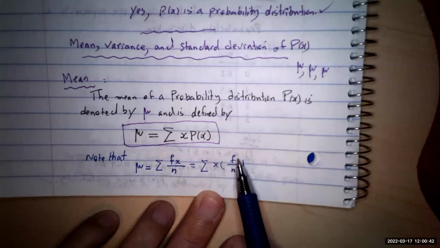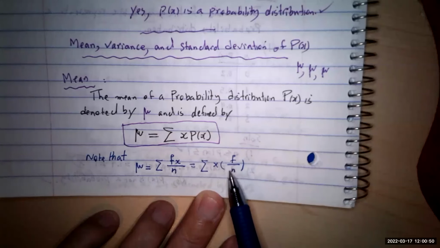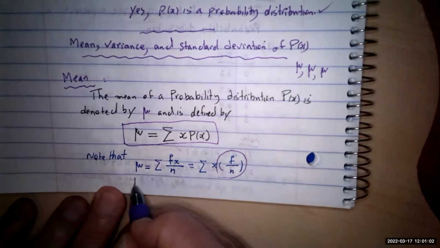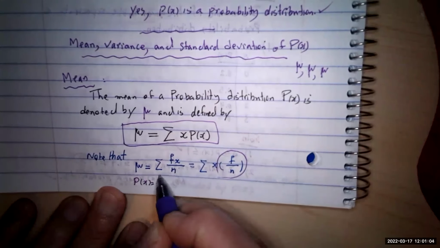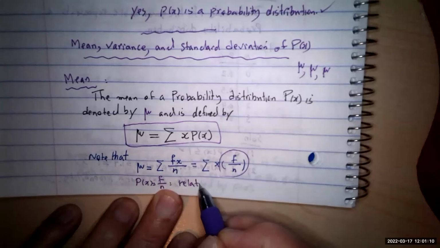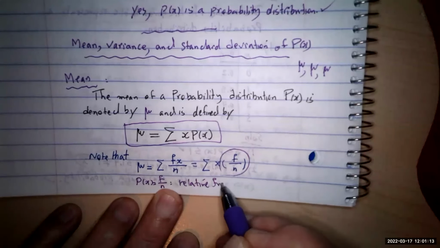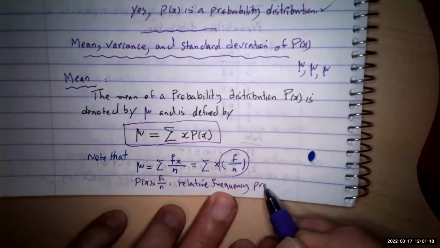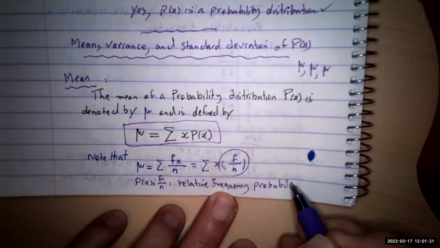And when we discussed the probability, we told you that there were three methods to find the probability. One of them was what? Relative frequency probability. So this f over n, we are going to call it P of X. So the P of X would be f over n, and this is nothing but relative frequency probability. That's the one that we denoted by what? Denoted by percent.